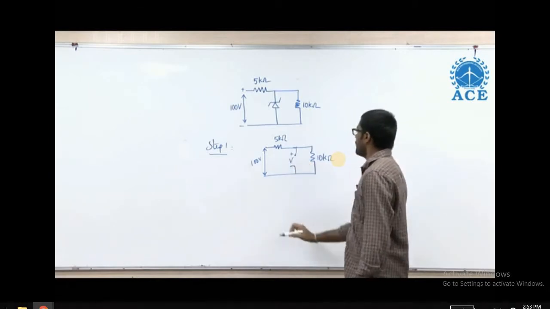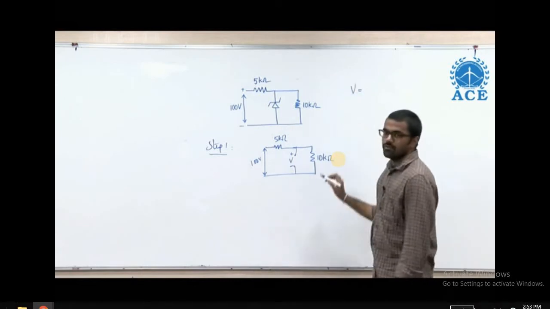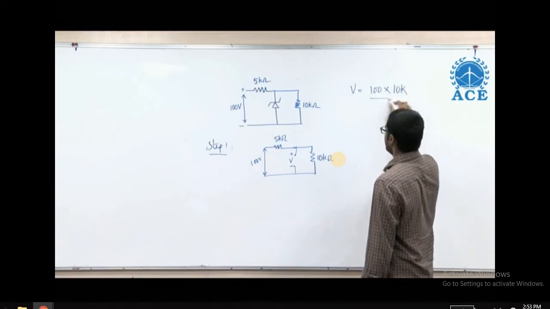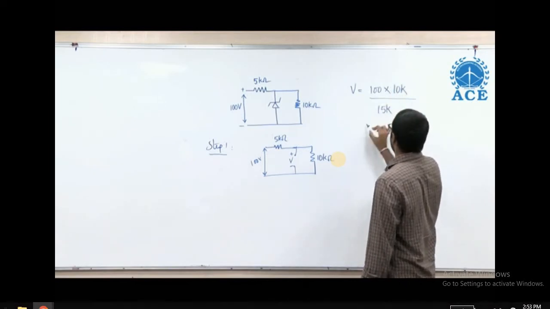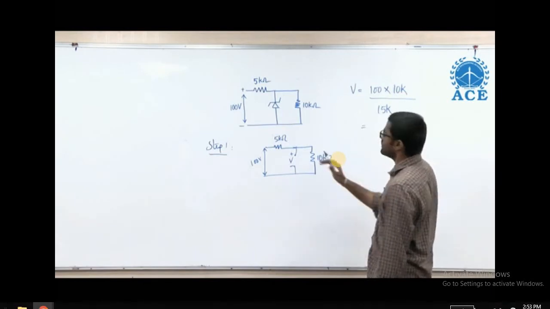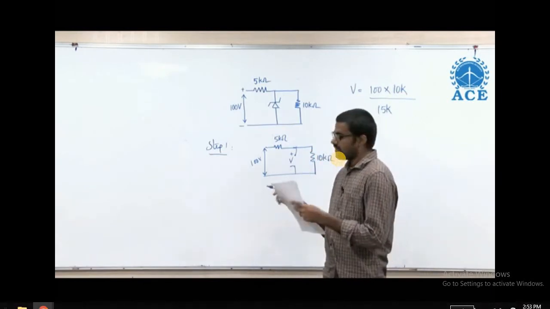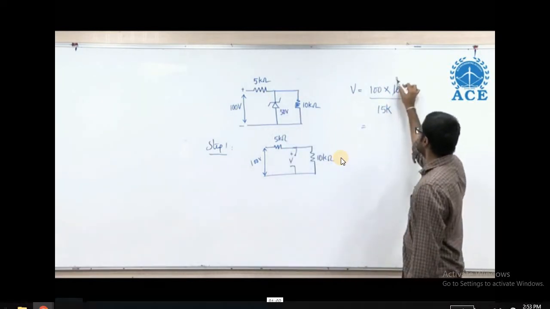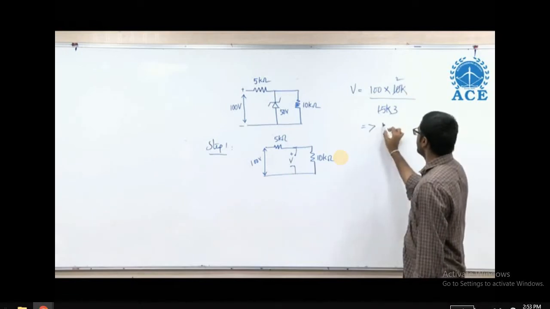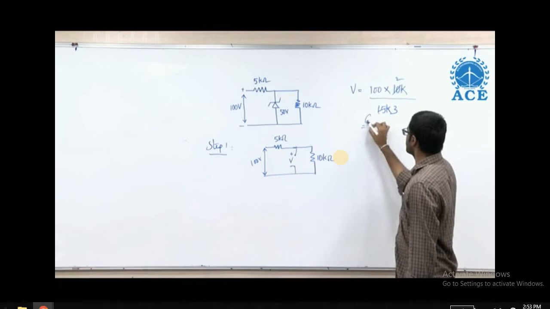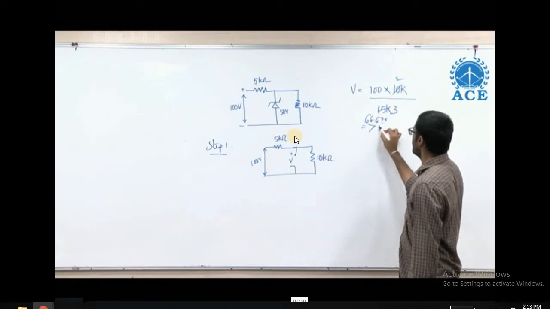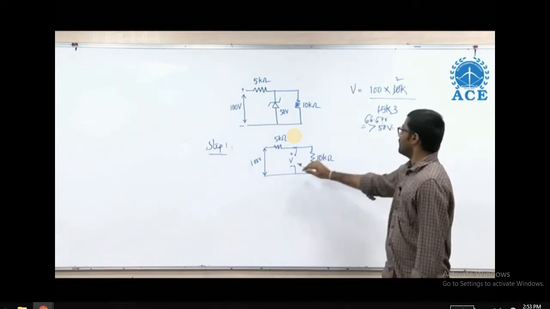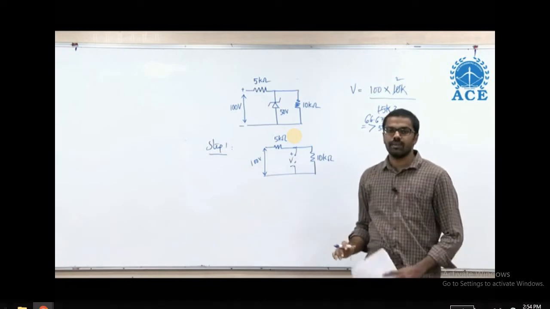Now, in order to get V, we can apply the voltage division rule. It is 100 into 10K divided by 15K. And they have specified the Zener voltage to be 50 volts. So if we do this calculation, it's around 66.67 volts, which is greater than 50 volts. As the Zener voltage is less than the obtained voltage, the Zener will be in on condition.